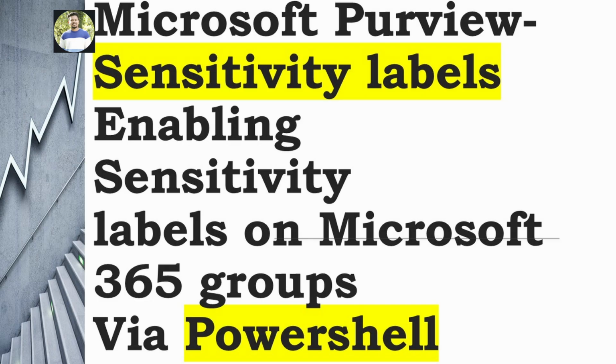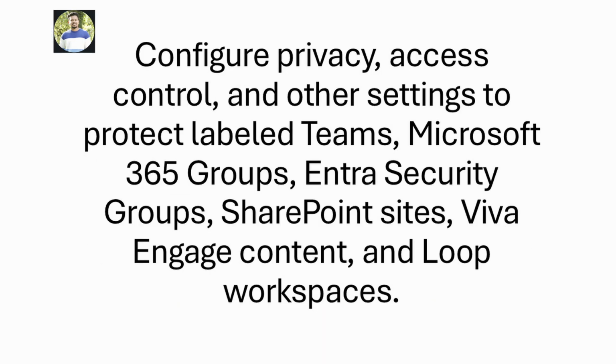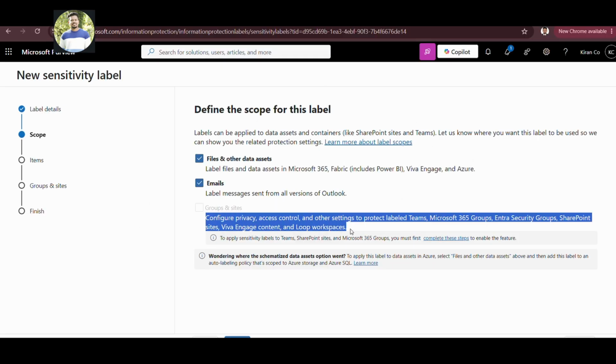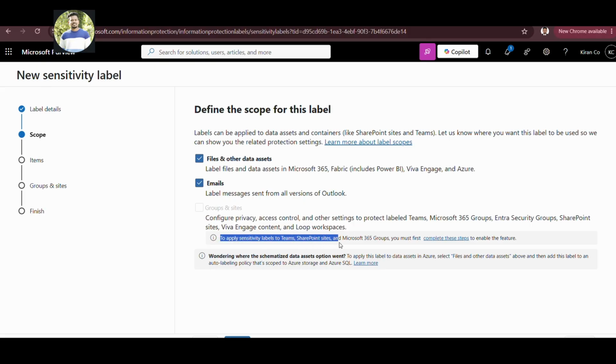In this video, we will enable the sensitivity label option for Microsoft 365 groups, with which we can manage multiple security options in SharePoint, Entra ID, Groups, Viva Engage, and others. There is currently no option to enable this from the Admin Portal, so we have to enable it via PowerShell. We need to enable this option one time for a tenant.